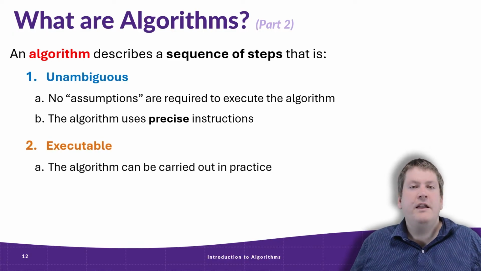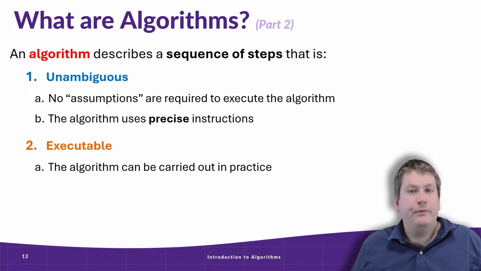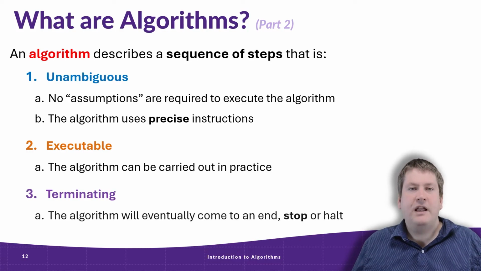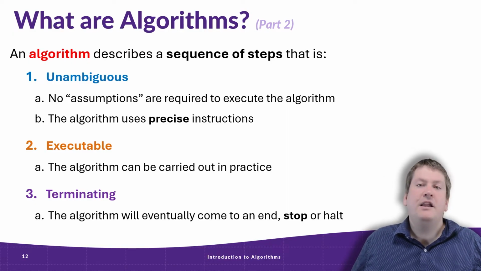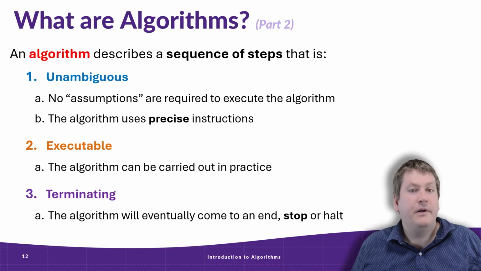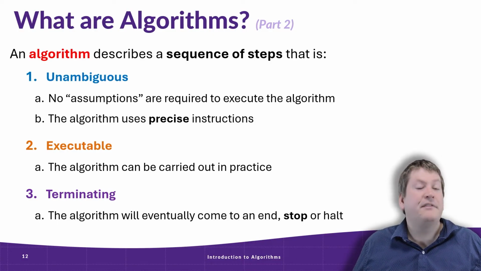The next rule is that it has to be executable. No instruction in the algorithm should be impossible, and it should be possible to carry out the algorithm in practice. There shouldn't be anything that we can't actually do. Lastly, the algorithm has to eventually terminate, meaning there has to be an end or some way for the algorithm to eventually stop. This is sometimes referred to as halting.